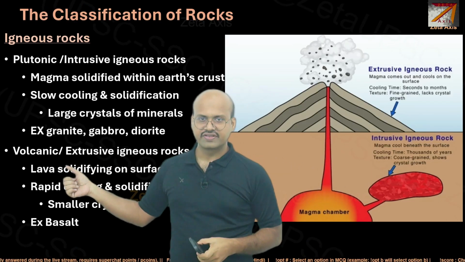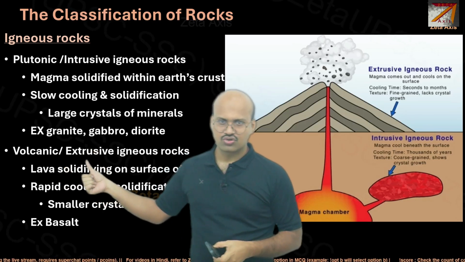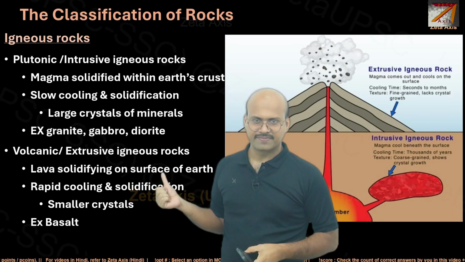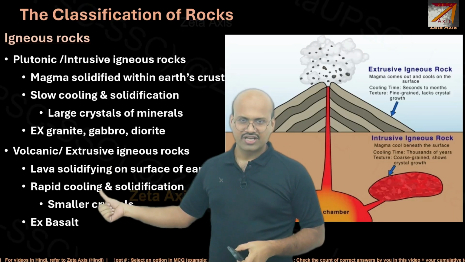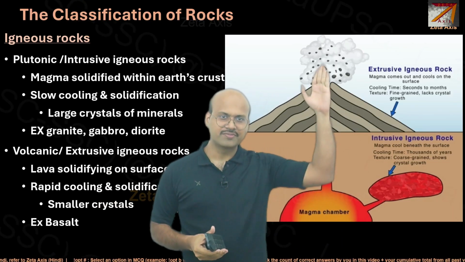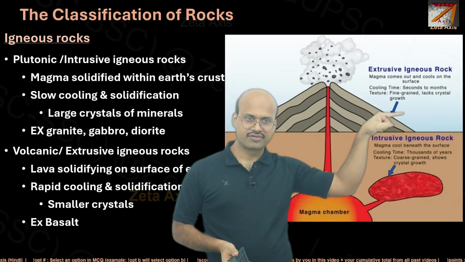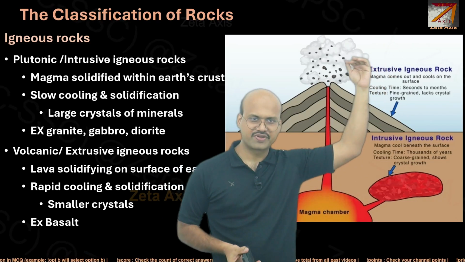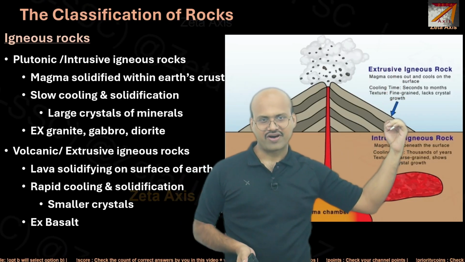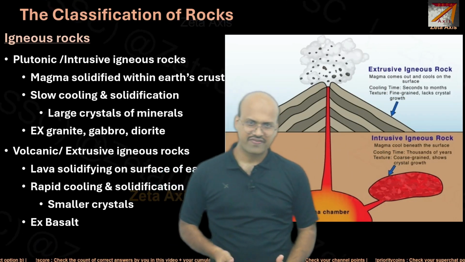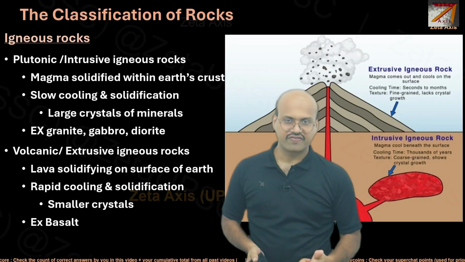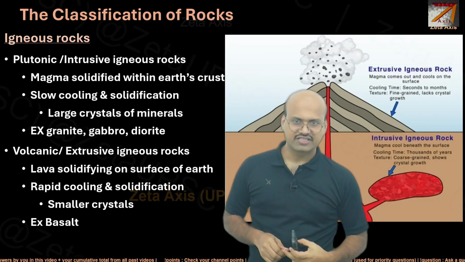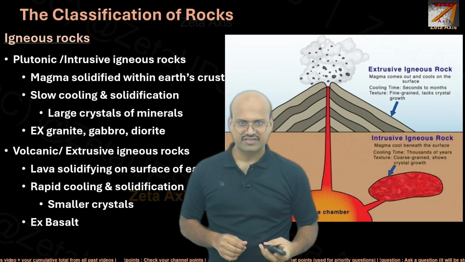Then we have the volcanic or extrusive igneous rocks. This is lava solidified on the surface of the earth. Now rapid cooling and solidification occurs. When this lava comes up and pours out, it solidifies very rapidly because there is a huge temperature difference between the atmosphere and the lava. Therefore it starts to solidify very quickly, and when it does, the crystals are very small. That is why it has smaller crystals, and basalt is an example of this.